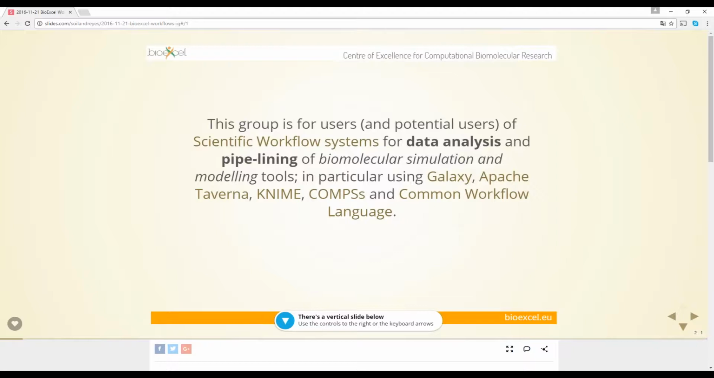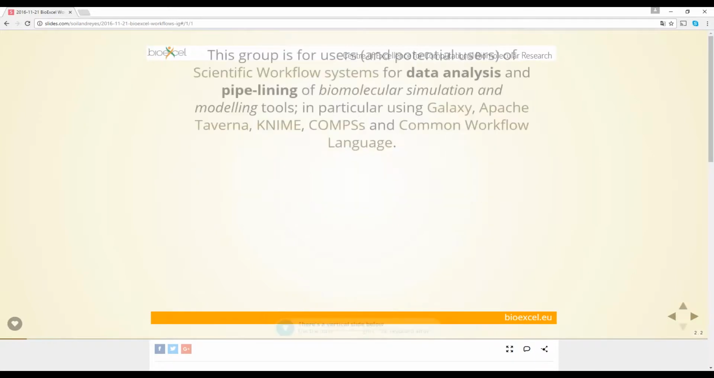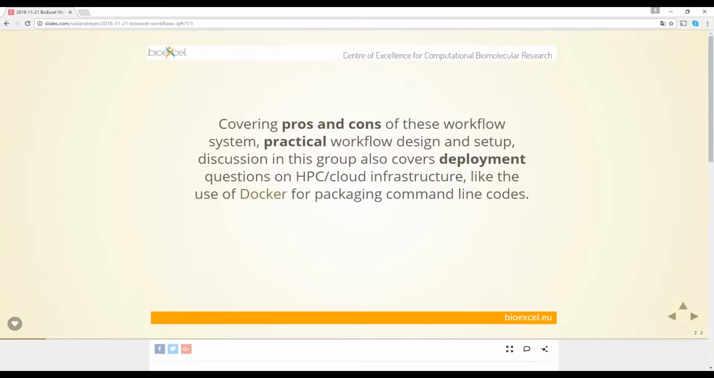software. And the workflow systems we're thinking about are Galaxy, Taverna, KNIME, and also Common Workflow Language. But there's not like a lockdown list of workflow systems we're talking about. We want to look at this interest group as a way for people to get together and figure out which workflow system they can use, what is good and bad about them.